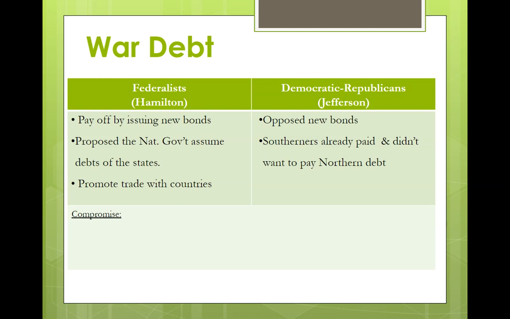But eventually they came up with a compromise, and the compromise was that the Democratic Republicans would sort of go along with some of the things the Federalists wanted if they agreed to move the capital further south, and that's why we end up with the capital being in Washington, D.C. And if they did that, then the southern states would agree to help pay some of the debt.